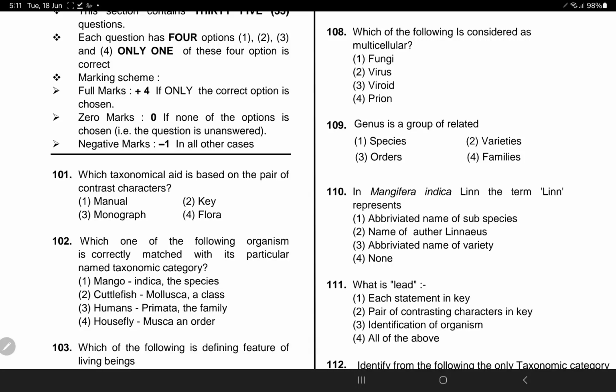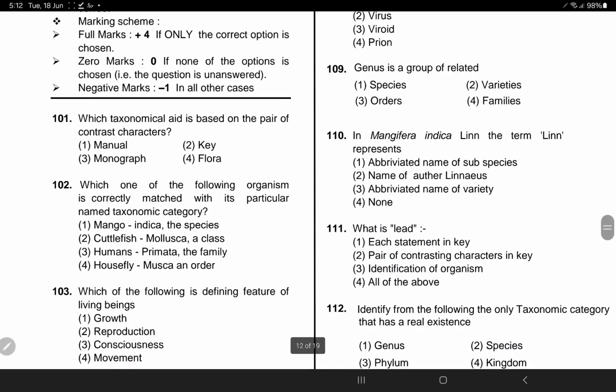taxonomic category? Okay, so mango, Indica, the species, this is right. Out of all, this is right. If you see cuttlefish, Mollusca is a phylum, so this is wrong. Humans, Primata is an order. Housefly, Musca is a genus. So the correct answer is mango.